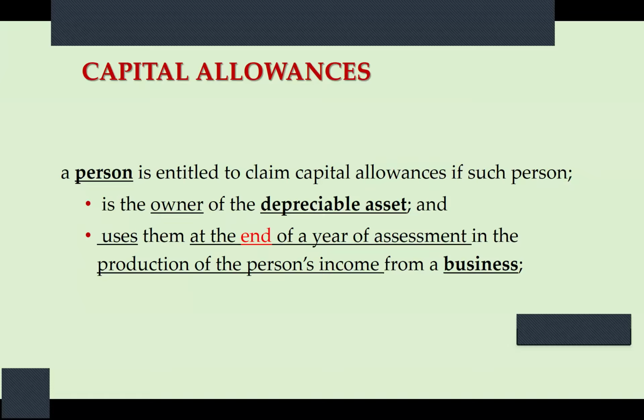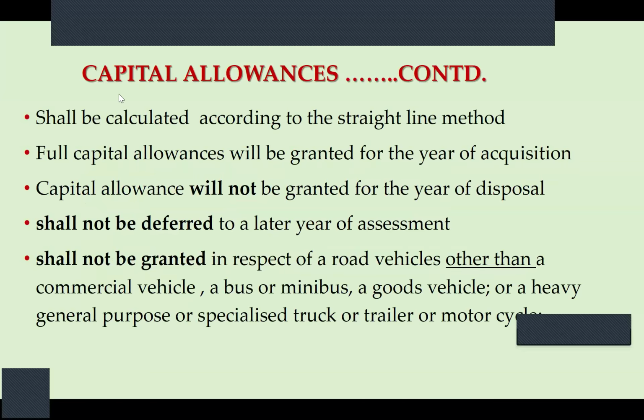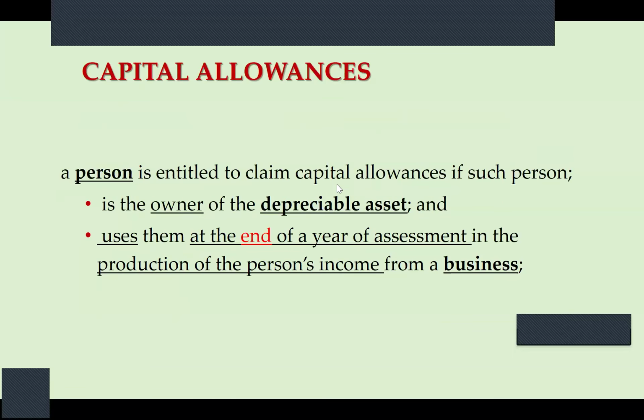So if we sold that asset during that year of assessment, that means even though we used it, at the end of the year of assessment we don't own that one. So that is why, if it is a selling year, we do not allow deduction of capital allowances. So you should keep these things in mind. It should be a depreciable asset. The owner-user condition should be fulfilled. The asset should be with that person at the end of the year of assessment.